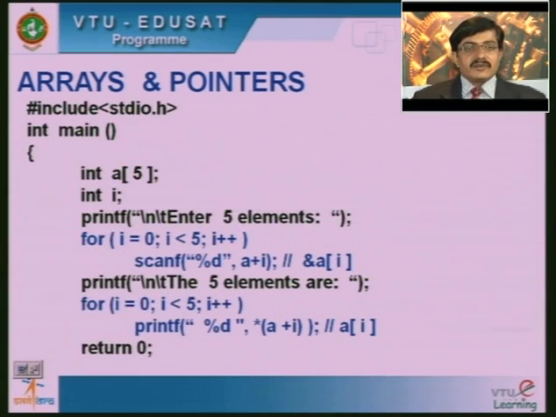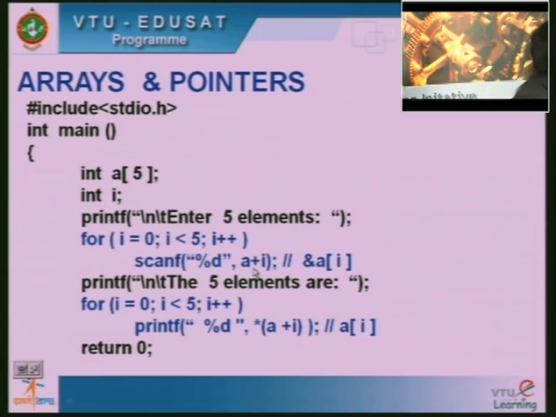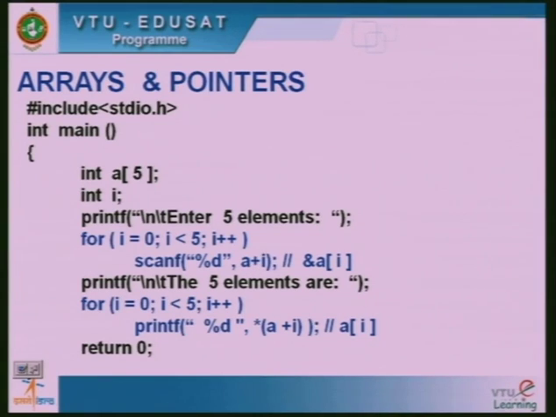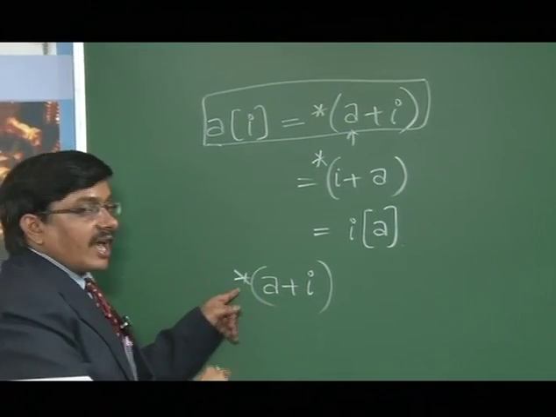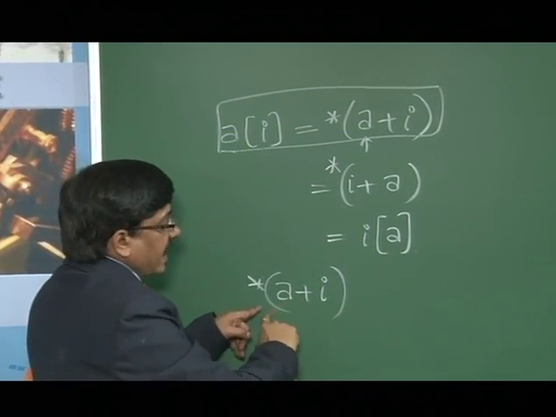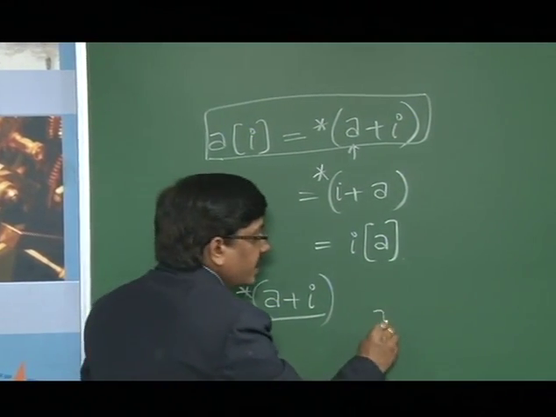Now consider this particular program where we read array elements using pointers. Here A is an array of 5 integer elements. The 5 elements I am going to read with I equal to 0, I less than 5, I plus plus. Here I am not using ampersand A of I, rather I am using A plus I only. Since A of I is star of A plus I, I can use A plus I without the star. With the star it means the value at address A plus I. Since scanf expects the address, I just use A plus I here.